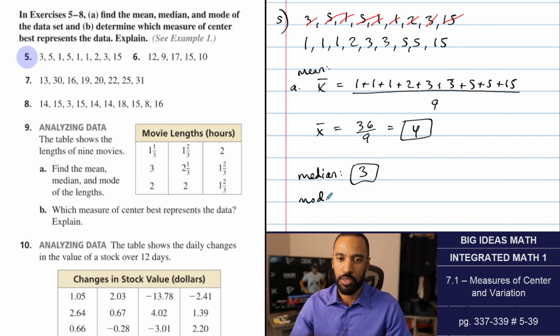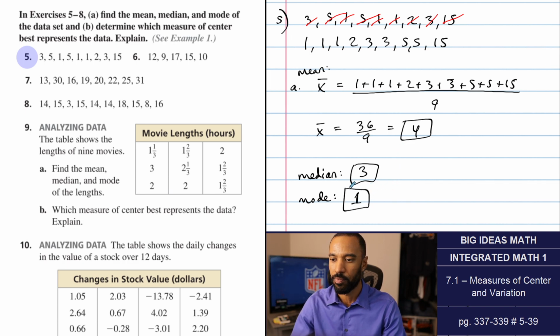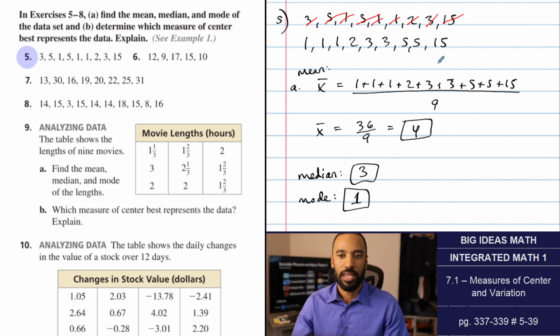And the mode is the value that occurs most frequently. Not second most, which one is most frequent. If there's a tie, you list them both. But there are 3 ones, so 1 being the mode is what we're going to put there. I don't know why I circled that one versus boxing the others. Let's change that. So, which one is best represented?